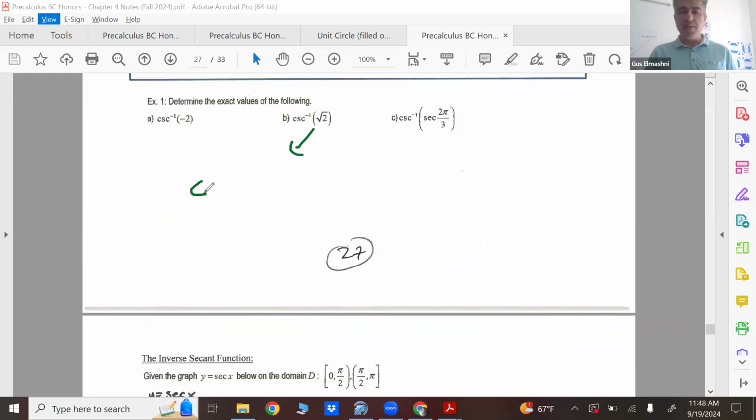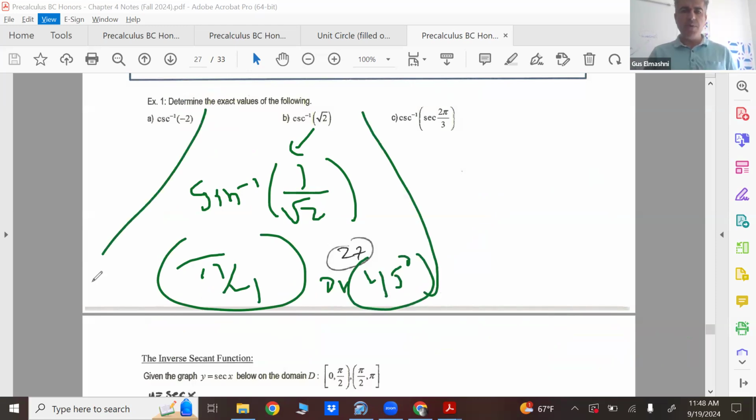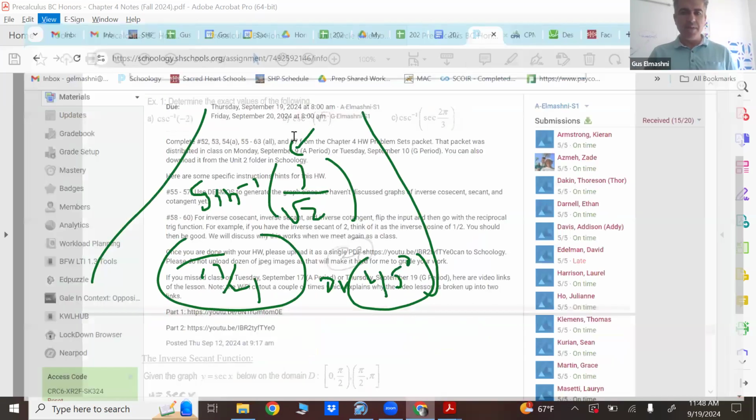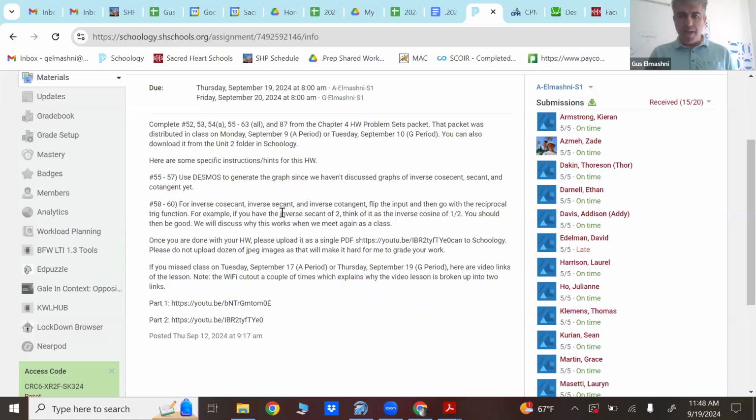That's going to be the inverse sine of 1/√2. Where's that going to happen, guys? That's easy now. Done. Easy peasy, right? Or 45 degrees. Yeah, that's what I was saying in School G. I said for inverse cosecant, go with the reciprocal trig function. For example, if you have inverse secant of 2, think of it as the inverse cosine of 1/2. Then you should be good, right? Which, by the way, would have been pi over 3.